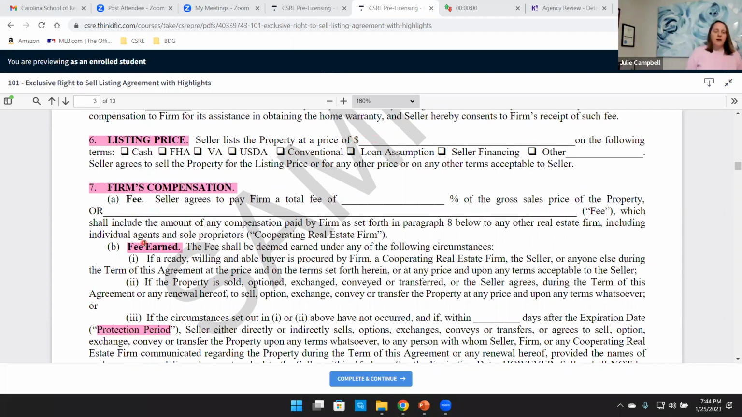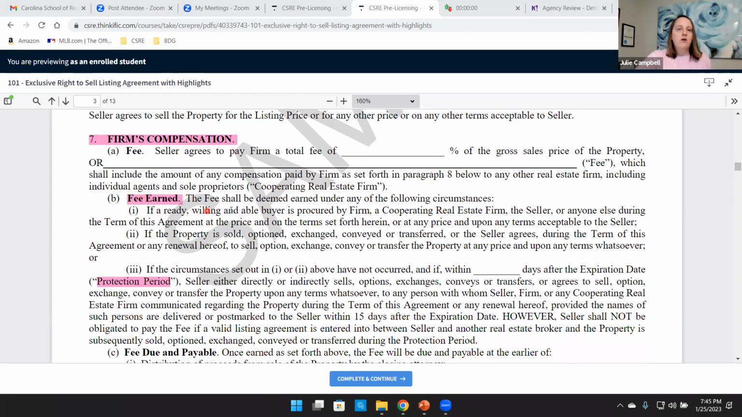Then we come down and talk about our money. What does the firm expect to collect? Firm's compensation. Remember, this is an employment contract. You're hired to do a job. We need to agree on how much I expect to get paid. So seller agrees to pay the firm, the listing firm, a total fee of whatever percent or the flat fee. We go on to explain to the seller when we earn our commission, when we've actually earned the fee. We bring that ready, willing, and able buyer, for example.